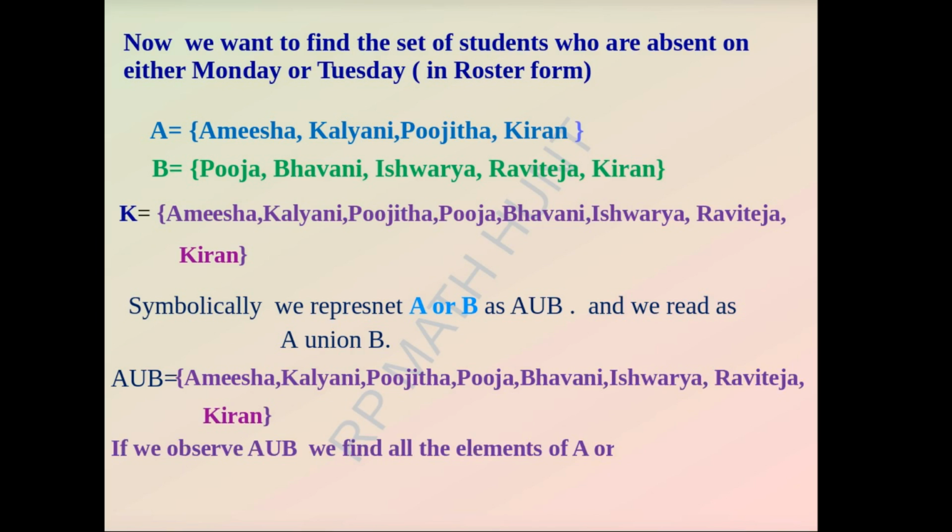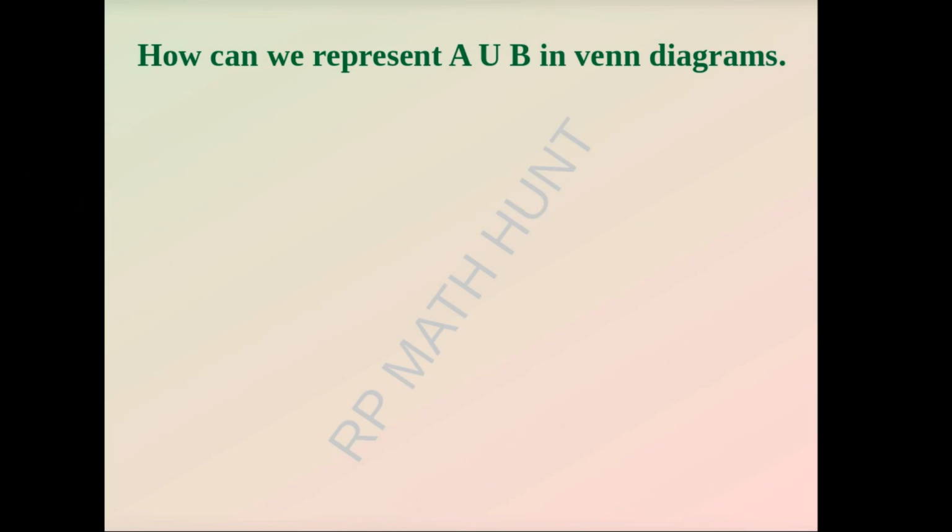If we observe A union B, we find all the elements of A or B, isn't it? K equals A or B equals A union B equals the set of X such that X belongs to A or X belongs to B. How can we represent A union B in Venn diagrams?